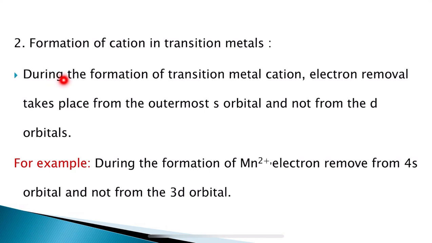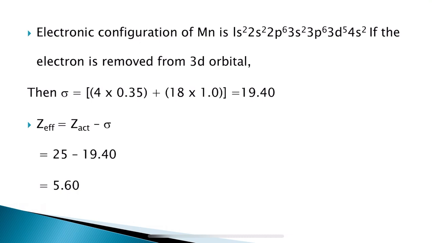During the formation of a transition metal cation, electron removal takes place from the outermost s orbital and not from the d orbital. For example, during the formation of Mn2 plus, the electron is removed from the 4s orbital and not from the 3d orbital. Now let us see with the help of Slater's rule how we can justify this statement.